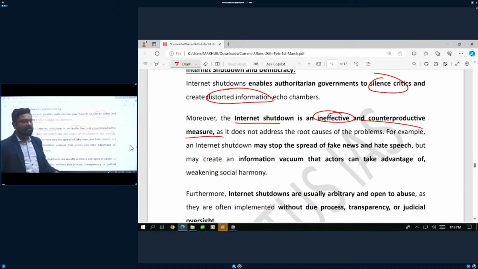Internet ban लगा हुआ है. Anyone can come to you and say anything. Because the ban is there, you have no mechanism to verify any information.